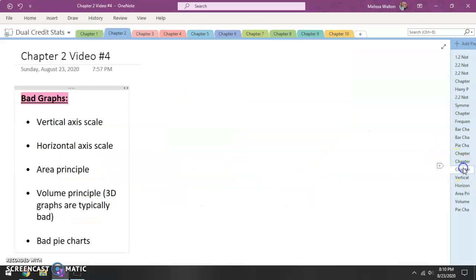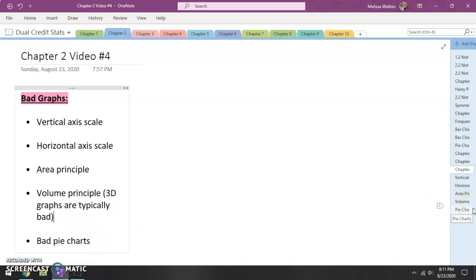All right, so careful with your axes. Area principle. Be very careful to make sure that the areas are representative and proportional. Volume principle. Don't use 3D graphs. They rarely work. And my last one is bad pie charts.